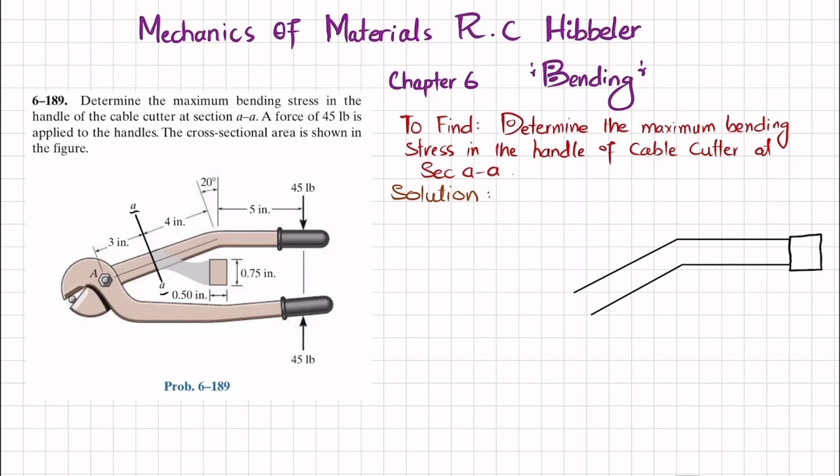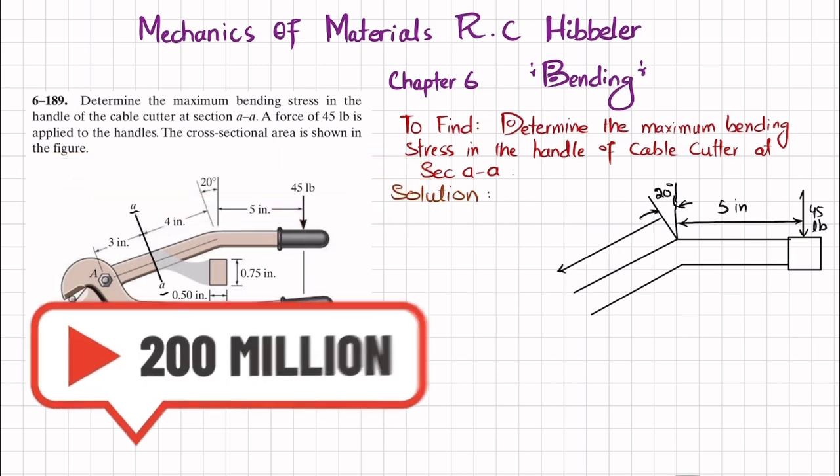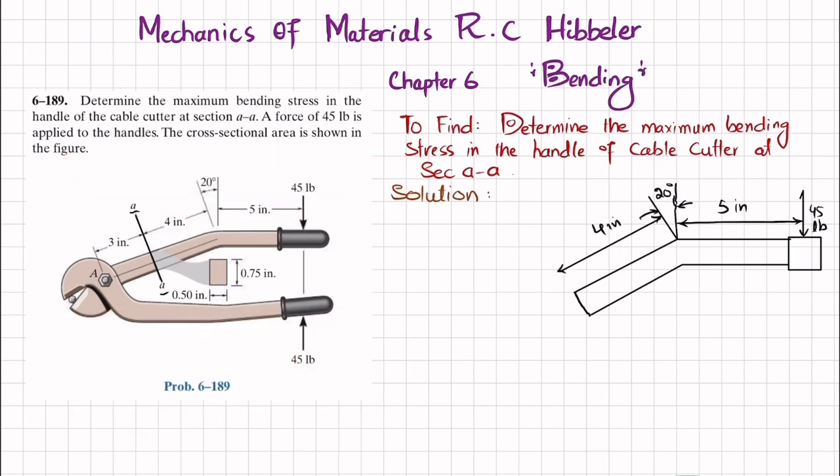Here you can see you have a load of 45 pounds that will be acting downward. This is 45 pounds. The length between this load and this vertical line is given as 5 inch, and from this till this the angle is 20 degrees. You can see from the figure this is 20 degrees, and from here till where you cut the handle, this distance is given as 4 inch. So when you cut it over a length of 4 inch, you will have a shear force on this face which will be acting upward. This is the V force.